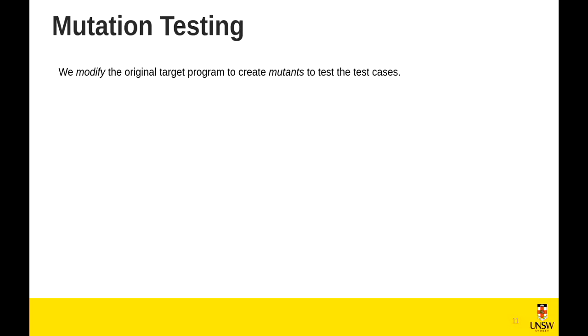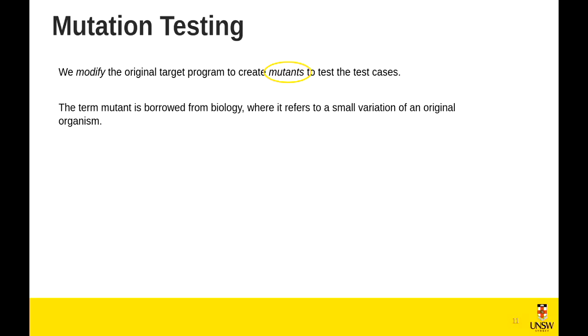So the key idea of mutation testing is to modify the original target program to create mutants to test the test cases, to evaluate the test cases. And you can see that there's a keyword, mutant, here. This word is borrowed from biology, which refers to a small variation of the original organism.